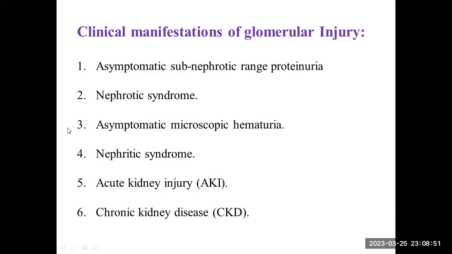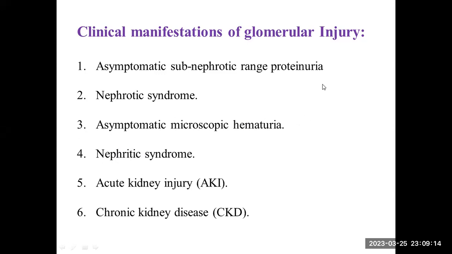This is more serious than asymptomatic subnephrotic range proteinuria, because here, this asymptomatic microscopic hematuria, if it's of glomerular injury, might indicate the beginning of serious glomerular disease. And this patient might progress from here into nephritic syndrome. So before presenting with nephritic syndrome, the patient might initially have asymptomatic microscopic hematuria.